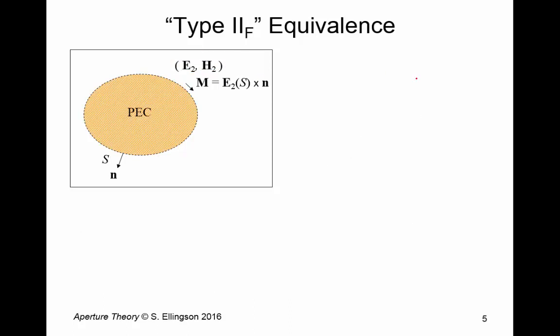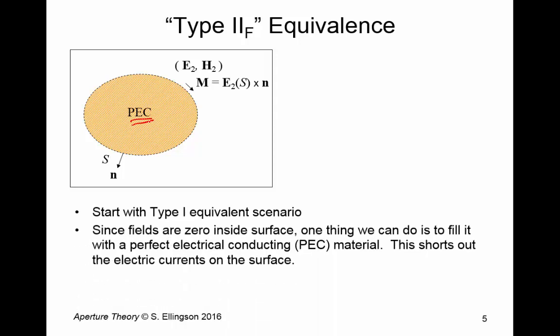In type 2F equivalence, we do a very similar thing, except instead of using a perfect magnetic conductor, we use a perfect electric conductor. When we do that, the electric currents disappear and the magnetic currents are unaffected. So we start off with the type 1 scenario. Since the fields are 0 inside the surface, we can add a perfect electrical conducting material inside the volume because the fields are 0 and nothing will change. This shorts out the electric currents on the surface. So now we're at this point.